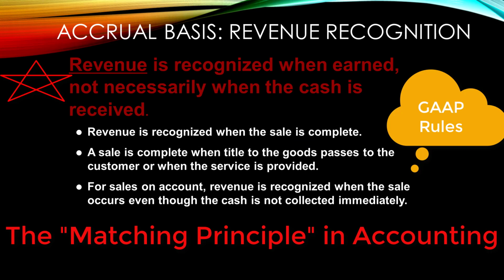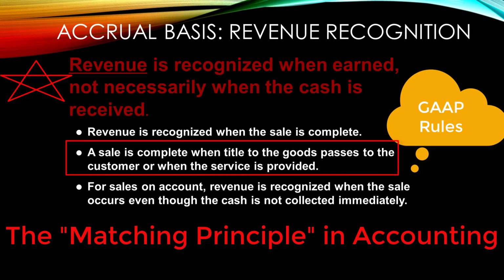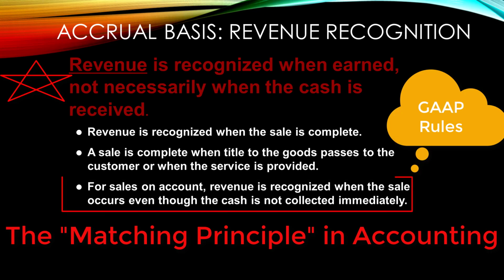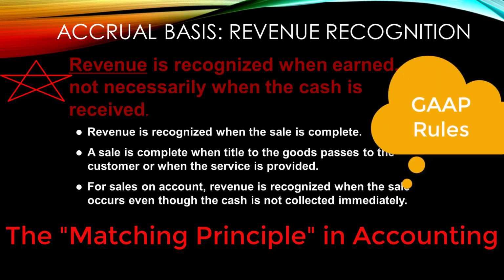We learned in a previous chapter that the sale is complete when title to the goods passes to the customer or when the service is provided. For sales on account, the revenue is recognized when the sale occurs, even though we may not get the cash until another period. This is a fundamental rule of GAAP accounting.